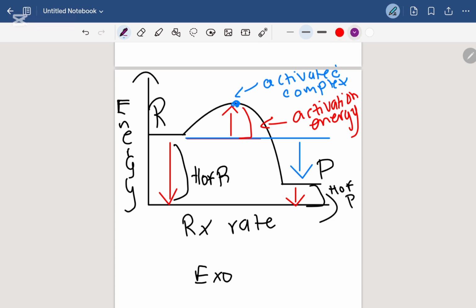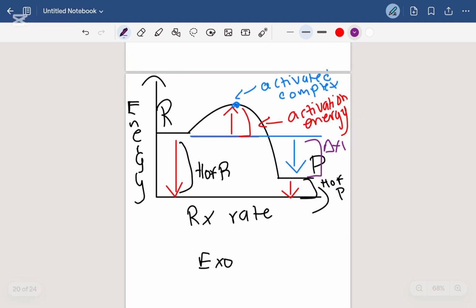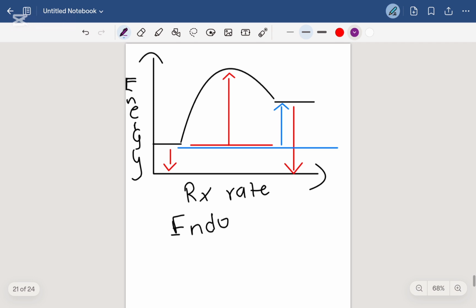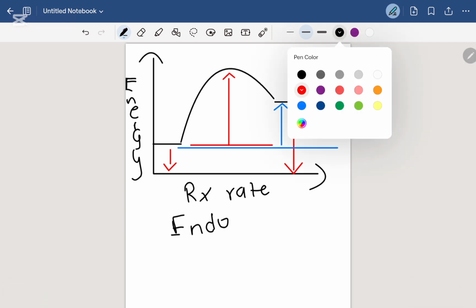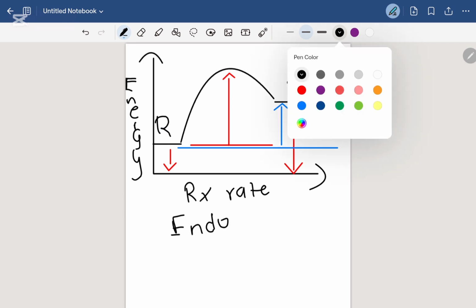And so we know from before that the heat from reactants to products is delta H, or our enthalpy change. So this is our exothermic graph of activation energy. We also, of course, have endothermic. We know that in endothermic, the heat of reactants is lower than the heat of products. All right?